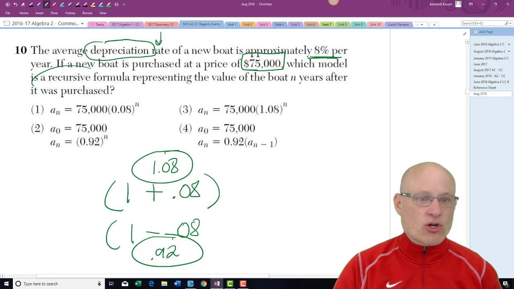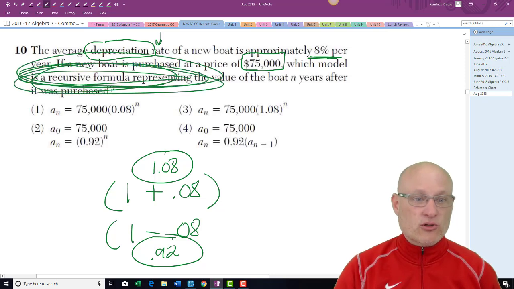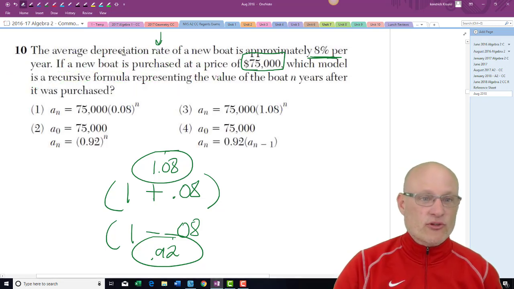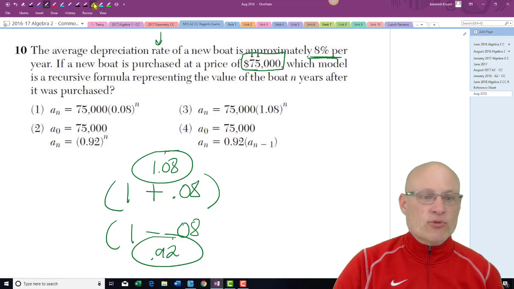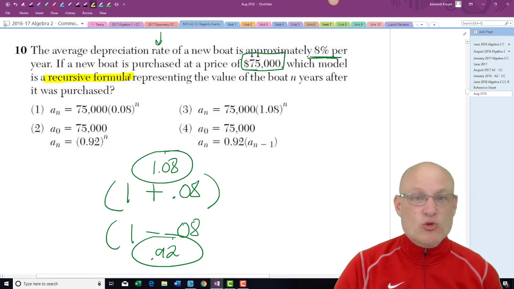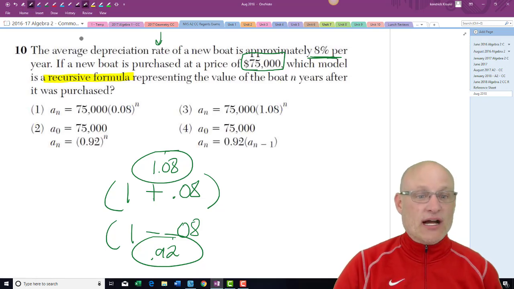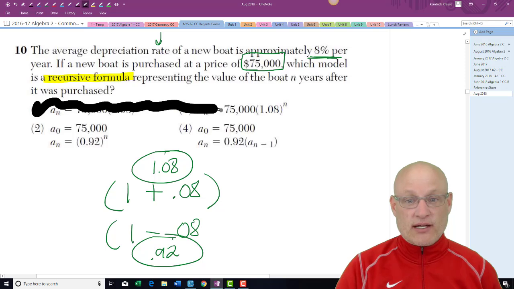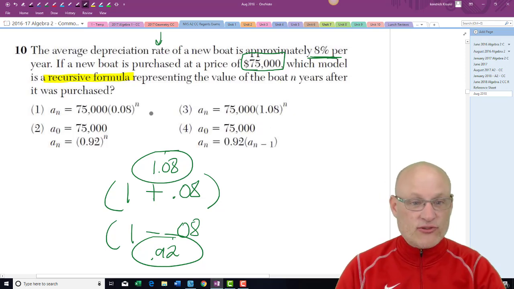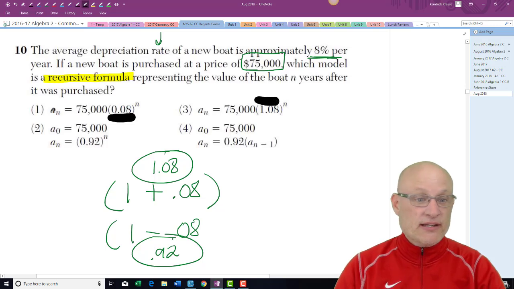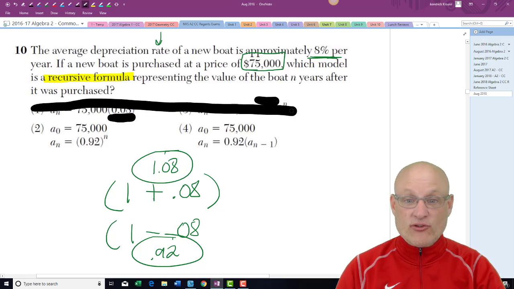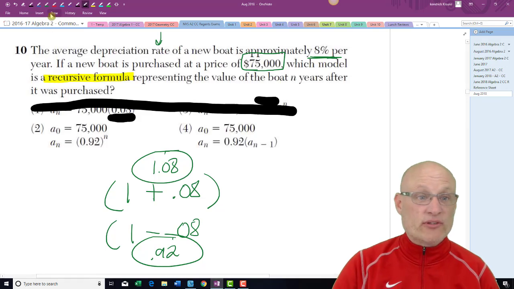Oh, wait a second. Recursive. Did I say recursive? Do you know what recursive means? Recursive means you better have 2 lines. That means you guys are out. You guys don't have 2 lines. Not only that, do you see how this is 0.08? They're trying to confuse you. And 1.8, these don't make any sense at all. So let's get rid of those. They are not recursively defined.